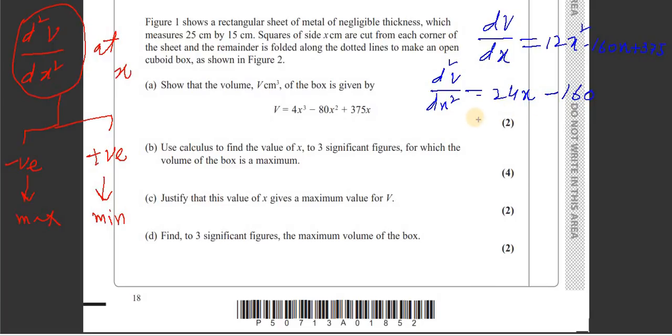Now you need to put in x equal to 3.03, and clearly you can see that if you put x equal to 3.03, 24 times 3 minus 160, clearly it is less than 0. That means v is maximum at x equal to 3.03.